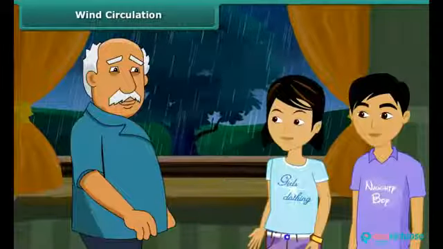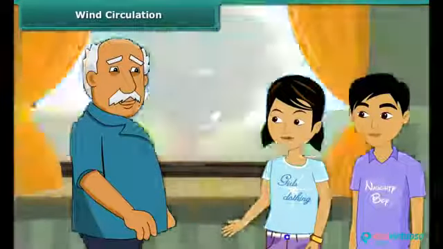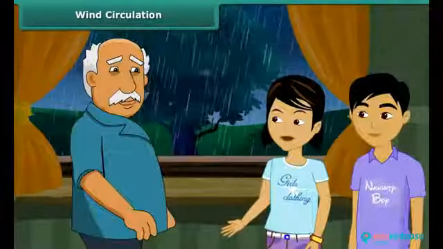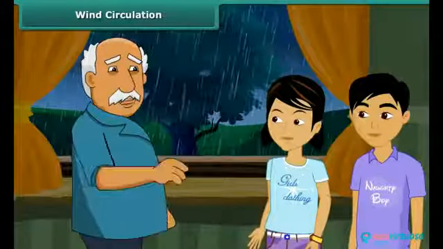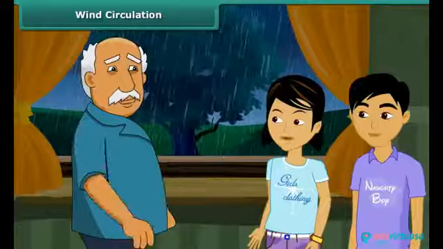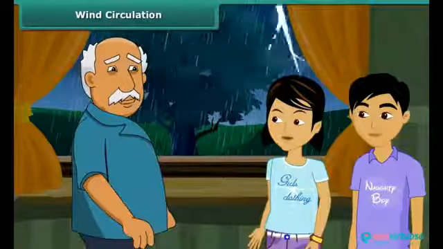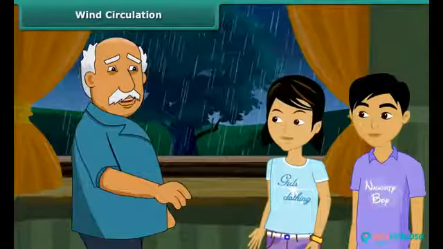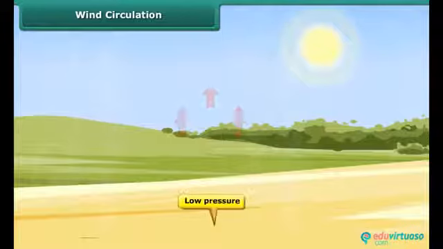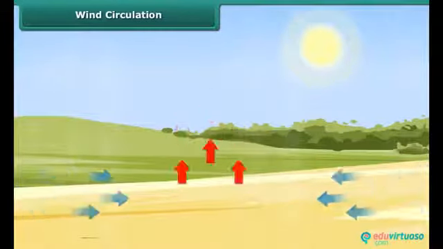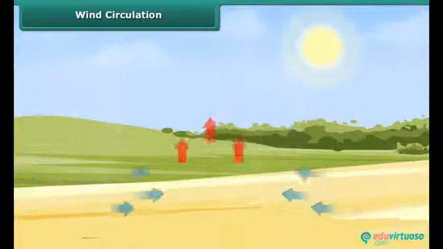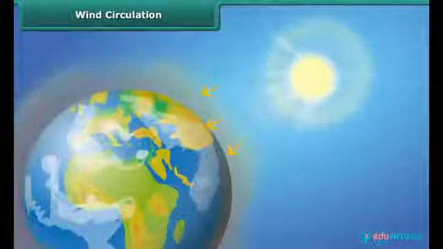Wind circulation. I have one question in my mind. Can I ask you, Grandpa? Yes, Radhika, tell me. How does the wind circulate on the earth? It is very easy to understand. The warm air is light, so it rises up at a place, as a result of which air pressure of that area gets lowered. The cold air from the surrounding areas rushes in to fill its space. Energy from the sun heats the earth's surface.